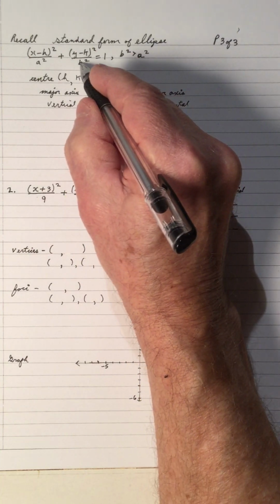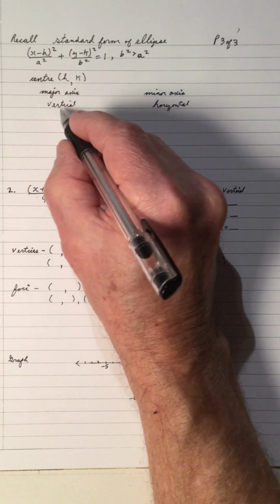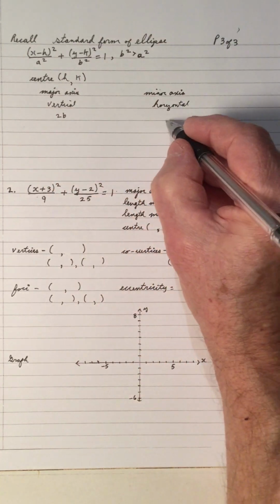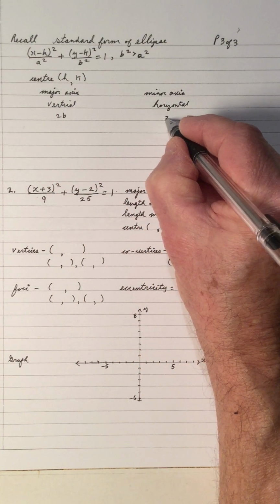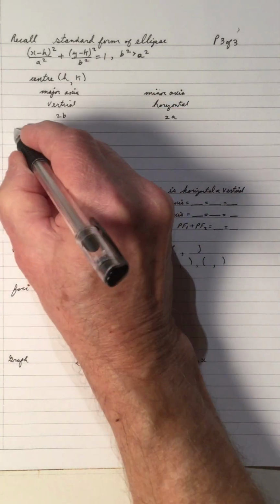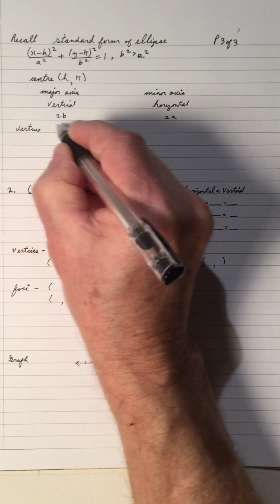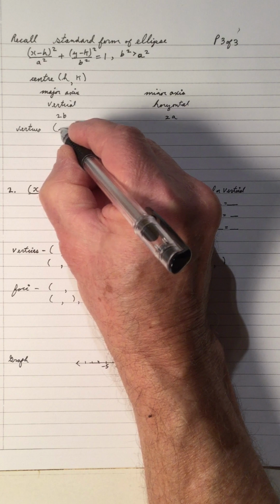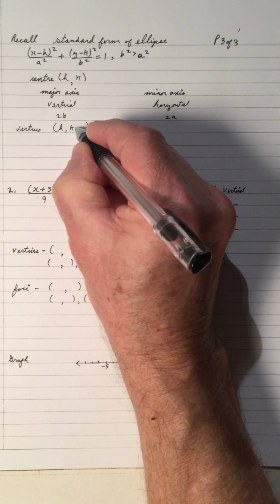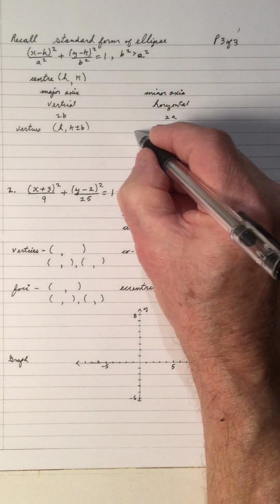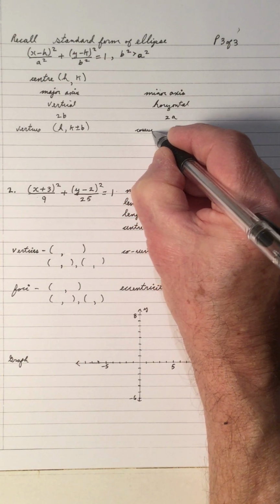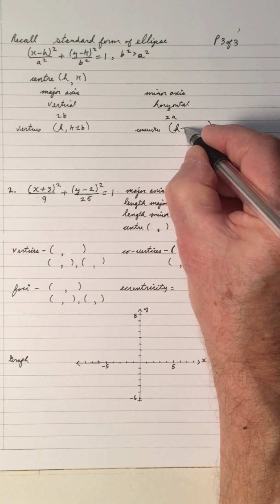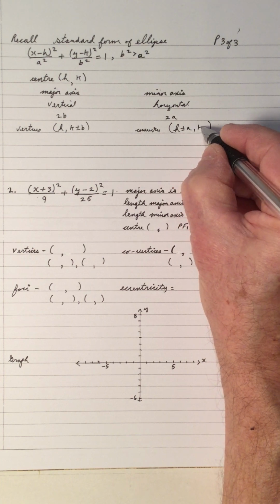And the major is b squared, so the major is vertical, so the length is, you take the square root of this number and double it. And the minor is the horizontal, which goes with the x, so it's 2a. And the vertices are on the vertical, so it's added to the y value. And the co-vertices are horizontal, so the a is added to the x value.